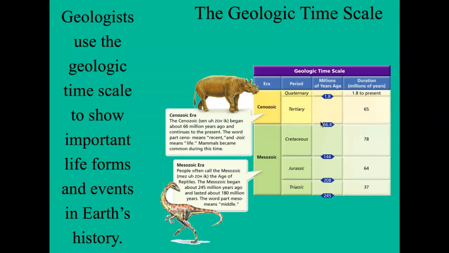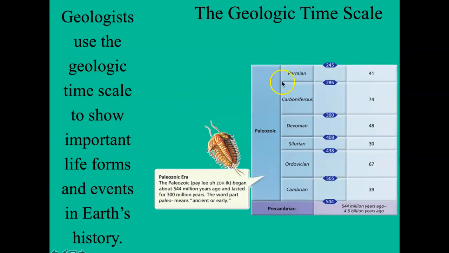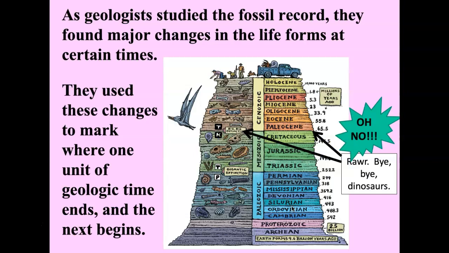Prior to that was the Mesozoic era, so this is when dinosaurs lived. And then the one prior to the Mesozoic is the Paleozoic. Paleo means ancient. So the Paleozoic era, you can see, is broken down into several periods. And before that was Precambrian time, and that stretches back all the way 4.6 billion years to the beginning of the Earth.